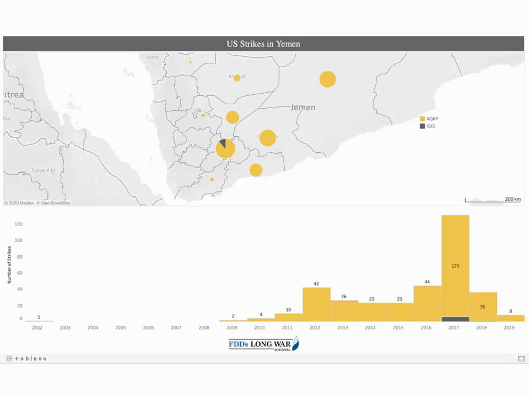The war is also partly a war with the US. Here is a graph and also a map of the US drone strikes in Yemen, which reached their peak in 2017, but also went on in 2018 and 2019. They had started early on in 2009.